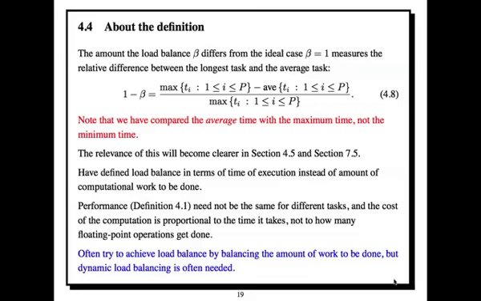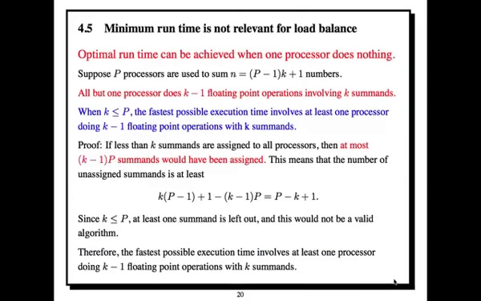Let me go on to one example here. What I want to say is the optimal runtime can often be achieved when one processor does nothing. The take-home message is that it's not the minimum time that matters, it's the average time that matters. If you defined load balancing by taking the ratio of the minimum to the maximum time, that can often be overly pessimistic. You really want a metric where, if it is 1, you're fine, but that number could be very small, even 0, and things are still okay.